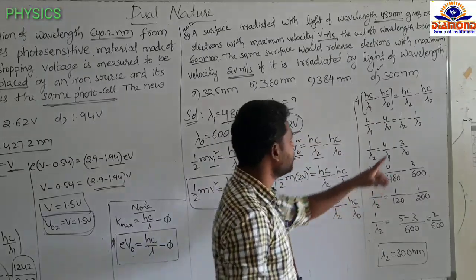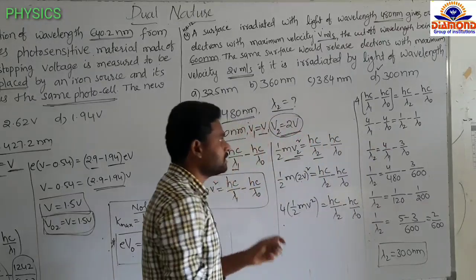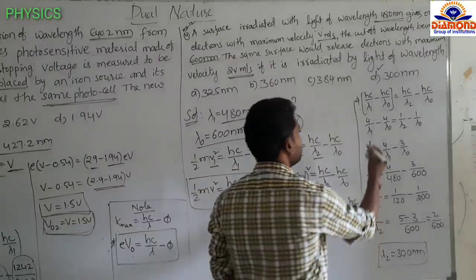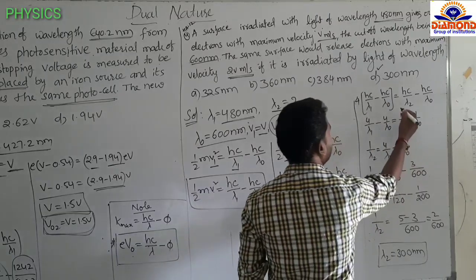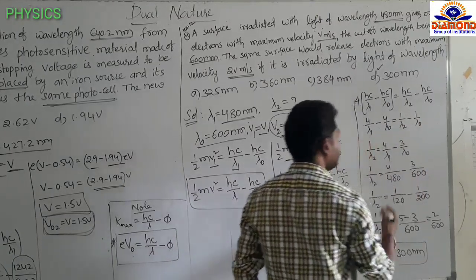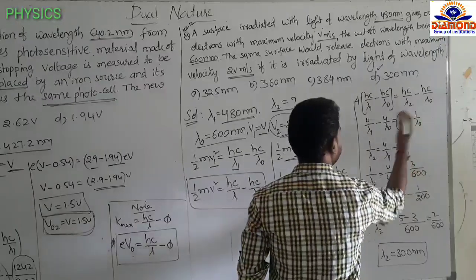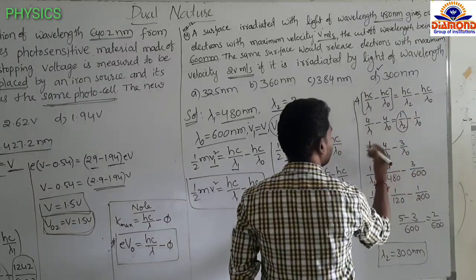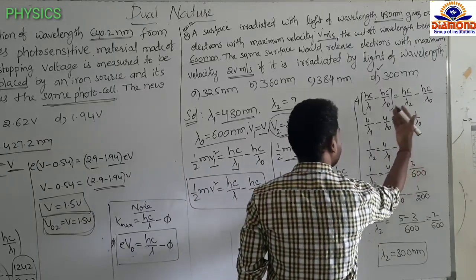Right side terms are same, hc by lambda 2 minus hc by lambda 2. On the left side we have hc common, so cancel it, then we will multiply 4 inside: 4 by lambda 1 minus 4 by lambda naught equal to 1 by lambda 2 minus 1 by lambda naught. We need the lambda 2 value, so I am keeping 1 by lambda 2 the same. On this side, 4 by lambda 1, here already minus 4 by lambda naught is there, just send the minus 1 by lambda naught to this side.